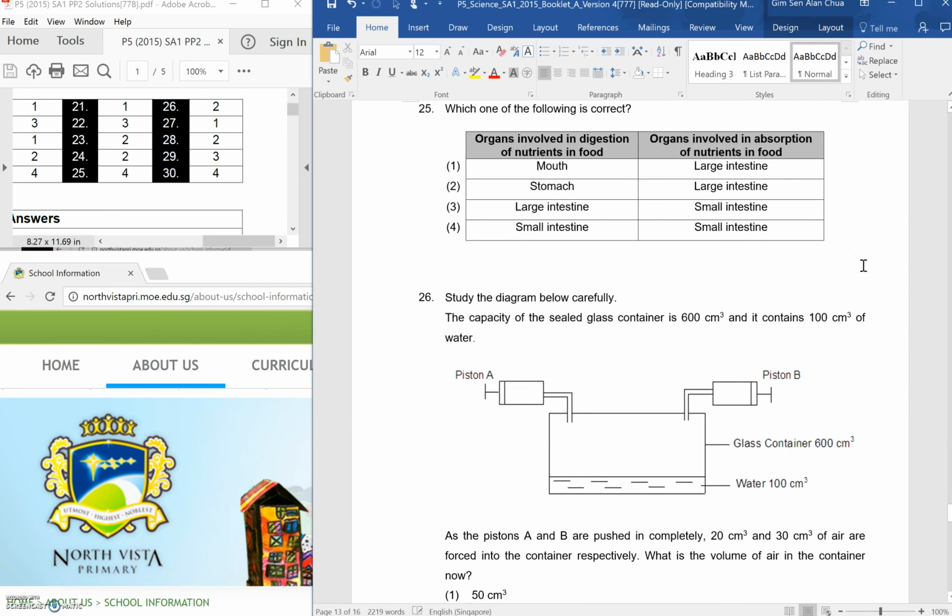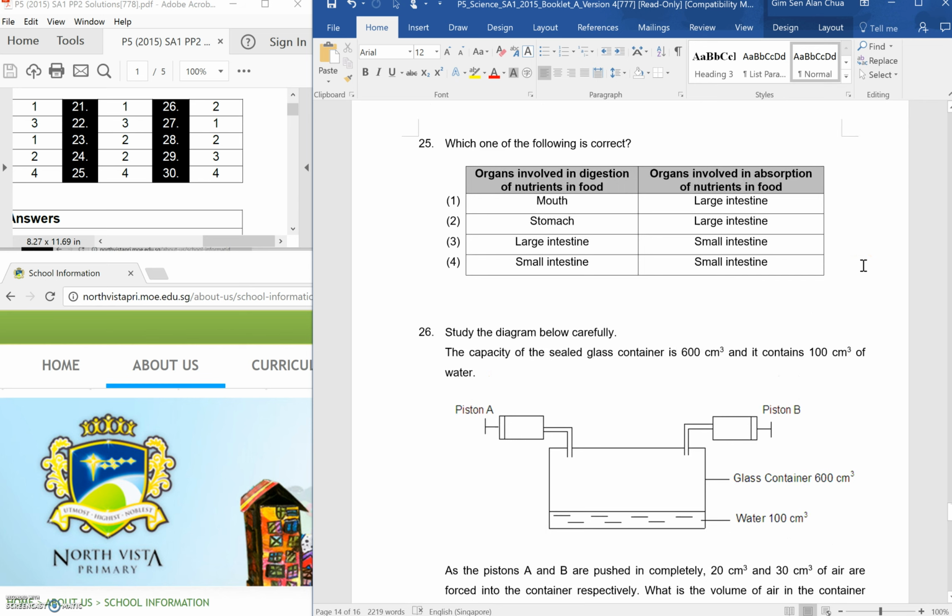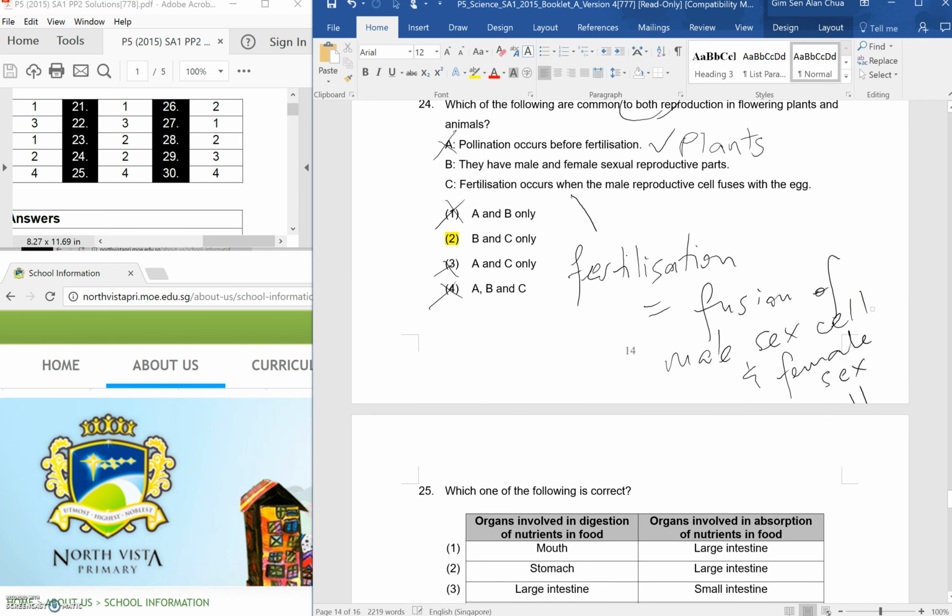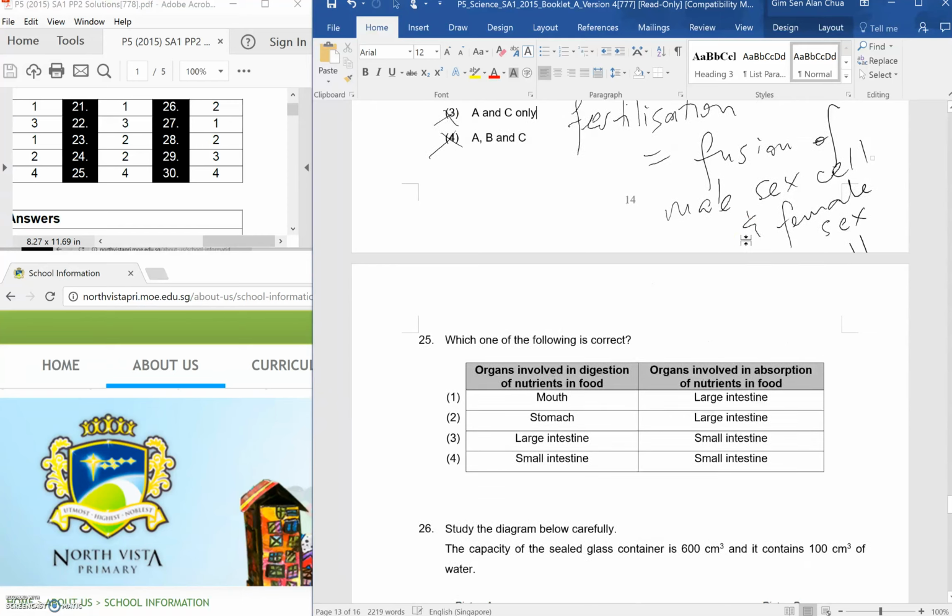Now, fertilization is not the same as reproduction. I notice in your work that many of you write, oh, so reproduction cannot occur. No, we do not want to talk about reproduction, but rather about fertilization. So if you are asked why it doesn't develop into a fruit, why it doesn't develop into a baby, that's because fertilization does not occur, and not that reproduction does not occur. Take note of that.